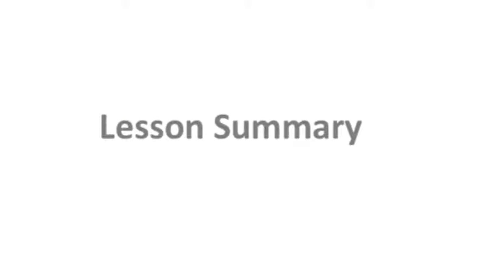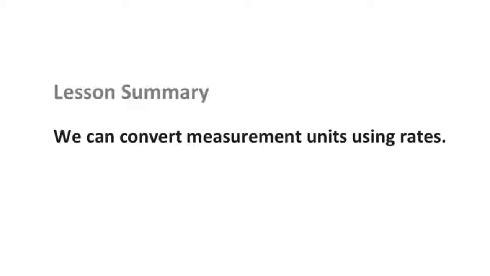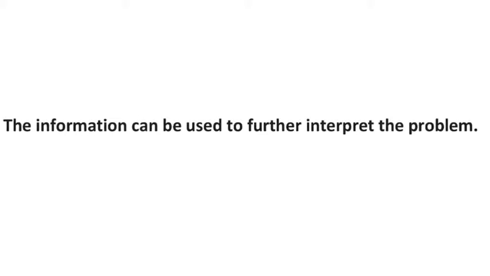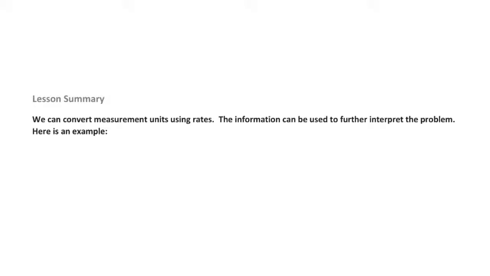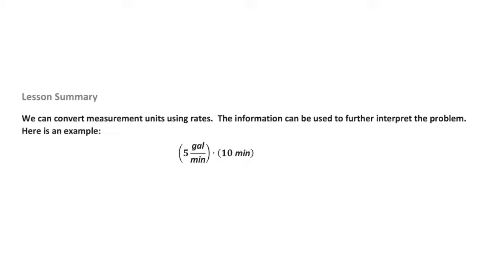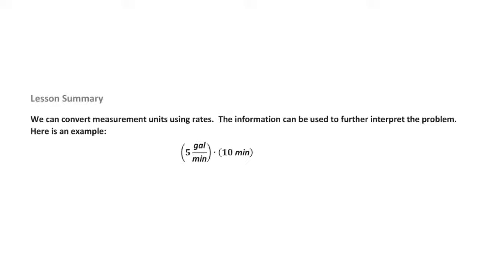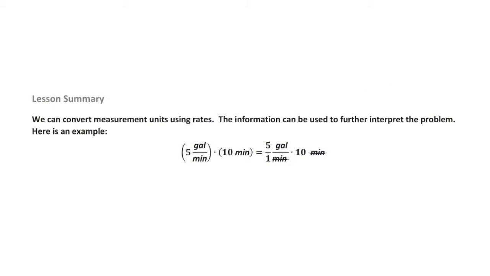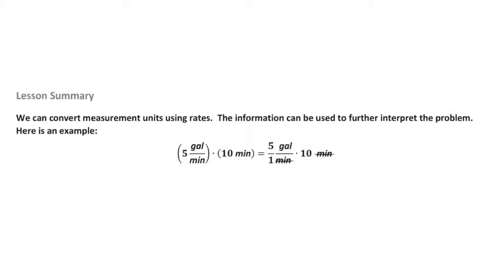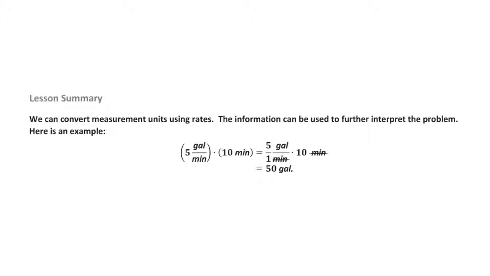So what have we learned today? We've learned that we can convert measurement units using rates, and that that conversion can further help us to interpret or make sense of the problem. For example, if we know that 5 gallons every minute are produced, and we want to know how many gallons are produced in 10 minutes, then we could multiply them like this, cross out the minutes, because remember our answer is wanting gallons, and solve the problem of 5 gallons times 10, which is 50 gallons.